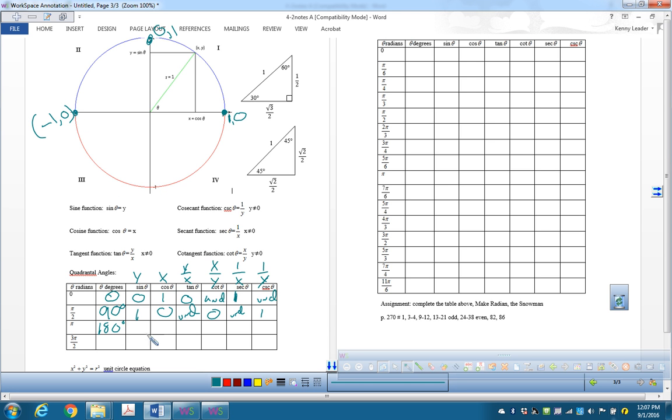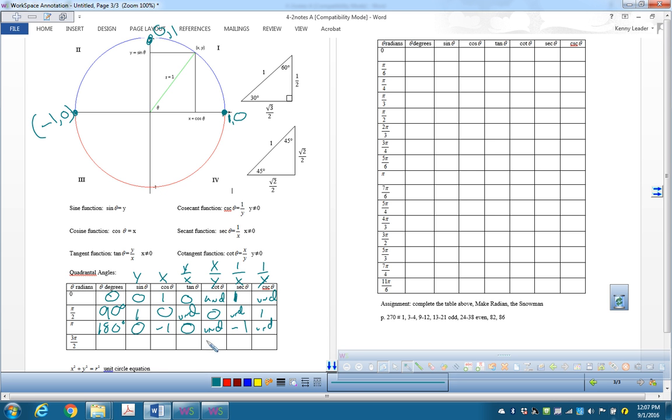So what's sine here? What's the y coordinate? 0. Okay. What's the x coordinate? Negative 1. What's y over x? Y over x. 0 over negative 1, which is 0. What's x over y? Undefined. What's 1 over x? 1 over x? Negative 1. And what's 1 over y? Undefined. So basically, this is the same as this, except that these two things are negative.